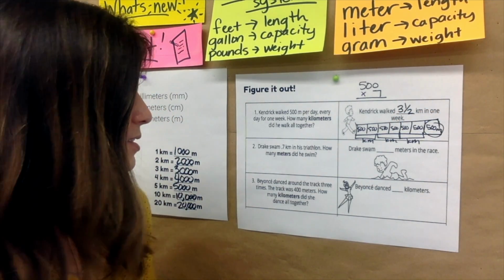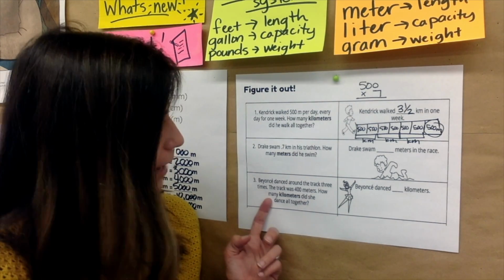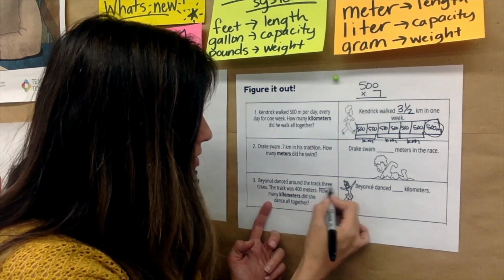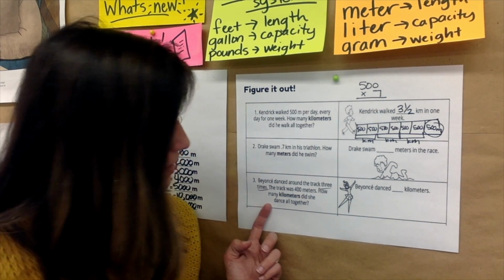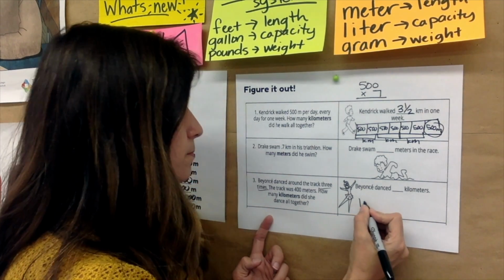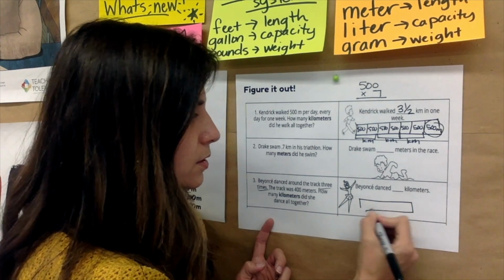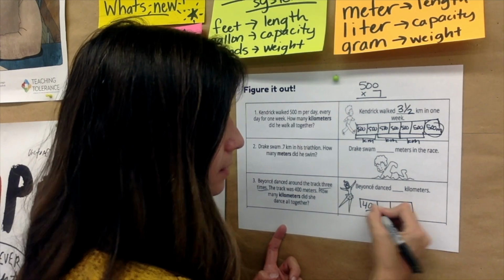Cool. Let's go down to Beyonce. Beyonce danced all around the track 3 times. Seems important. The track was 400 meters. How many kilometers did she dance altogether? So 3 times, 1, 2, and it was 400. That's a lot of dancing.